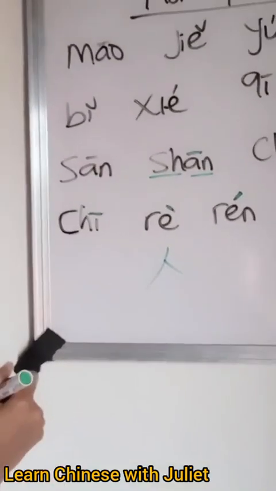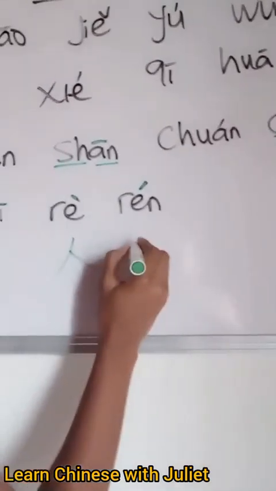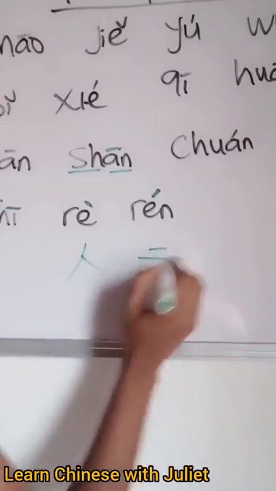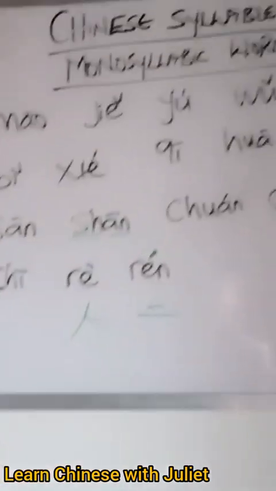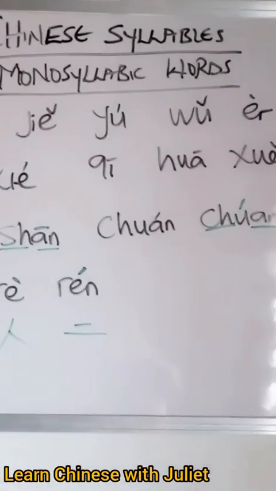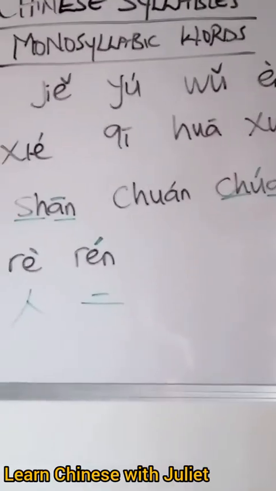Now let's look, which one should we take? Now the character for this is it and this is it. So this is the pinyin and this is the character. One Chinese pinyin syllable represents one character. Hope I'm understood.